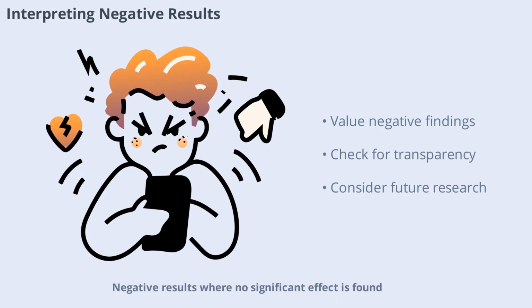Negative results, where no significant effect is found, are just as important as positive findings. They help prevent publication bias and provide a more complete picture of the evidence. When analyzing conclusions, consider whether the study reports negative results transparently and discusses their implications for future research.